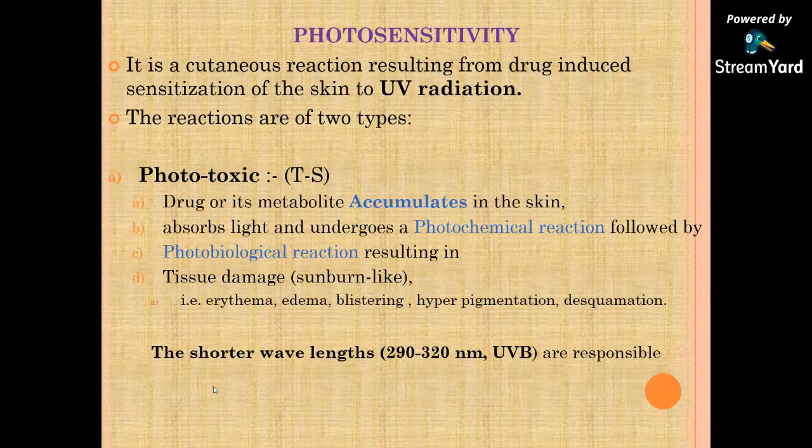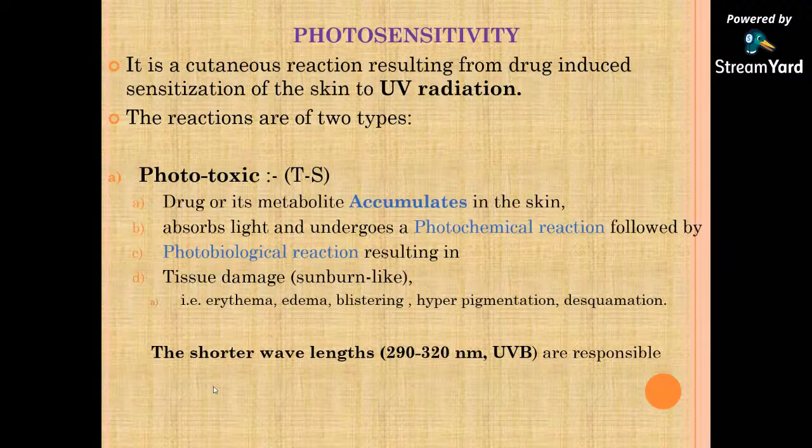Slowly the color of the skin will change, like a blackish color, and that blackish color will indicate the damage of tissue. Some cases are reported under the tissue damage, like erythema, edema, blistering, hyperpigmentation, and discoloration. So these are some types that come under the tissue damage. So this is about the phototoxic photosensitivity reaction.